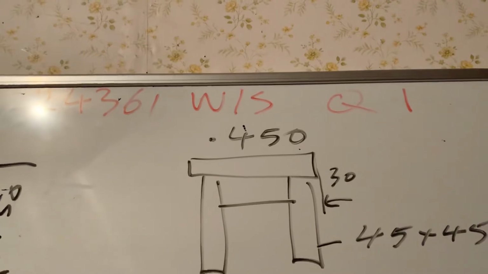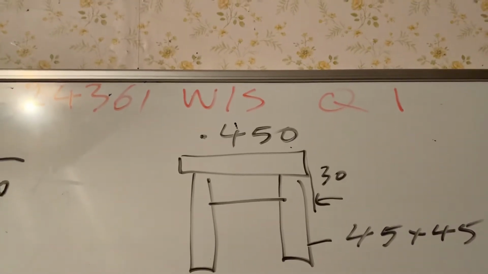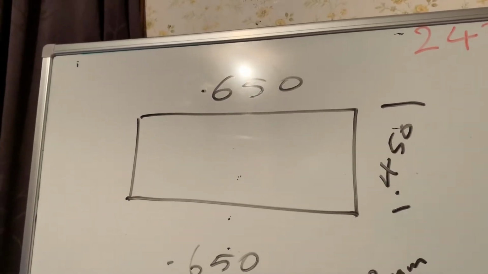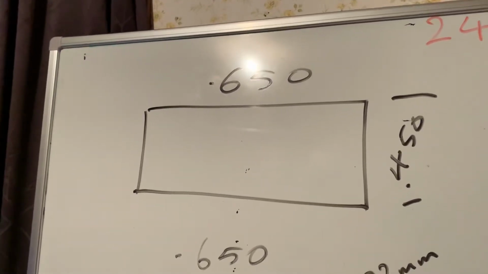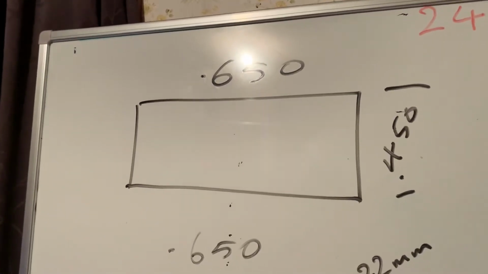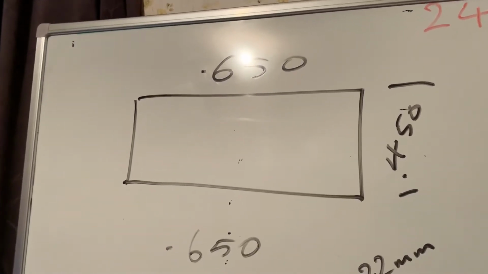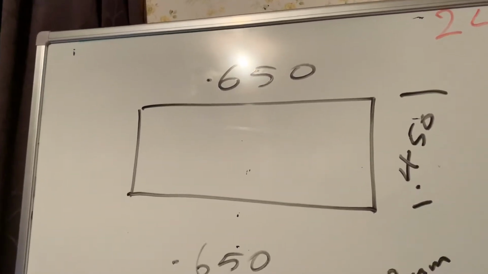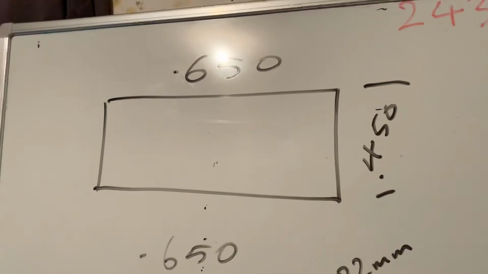24361 worksheet, which is a test. Question 1 is all about the coffee table and finding out what materials, how much of each material you need: lengths, widths, thicknesses. Right, so we have a table that's 650 millimeters long by 450 millimeters wide.